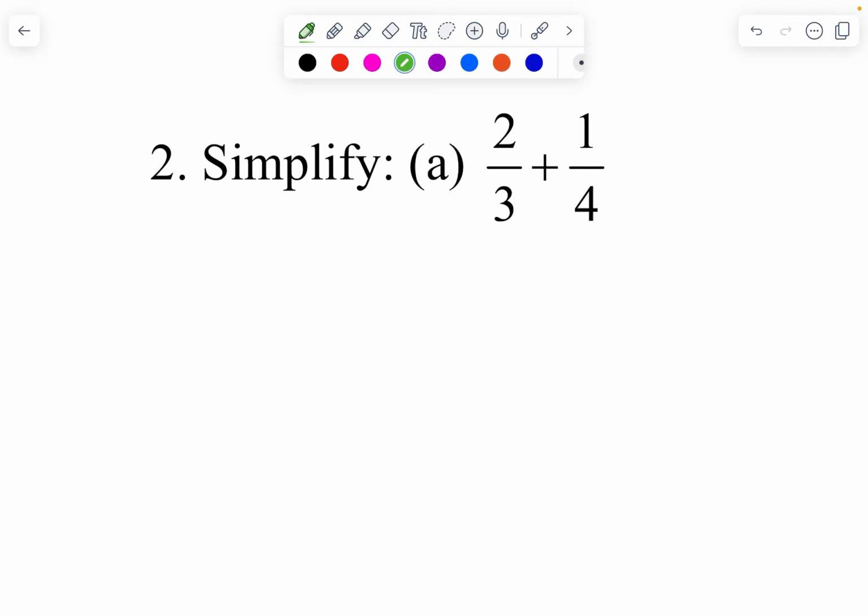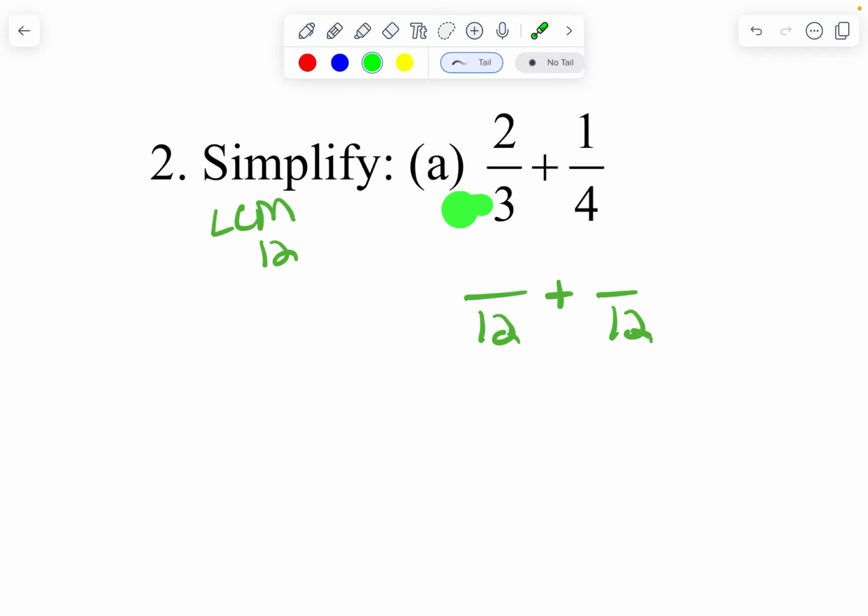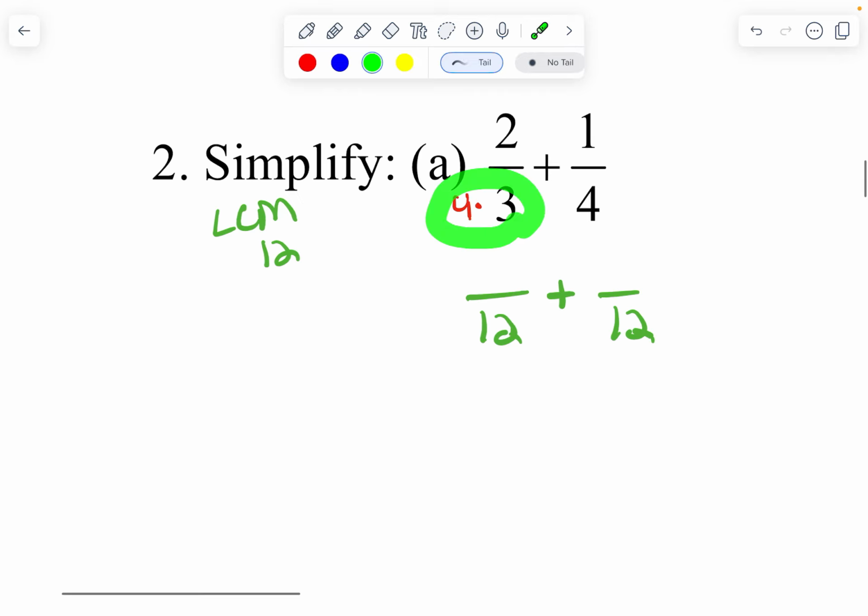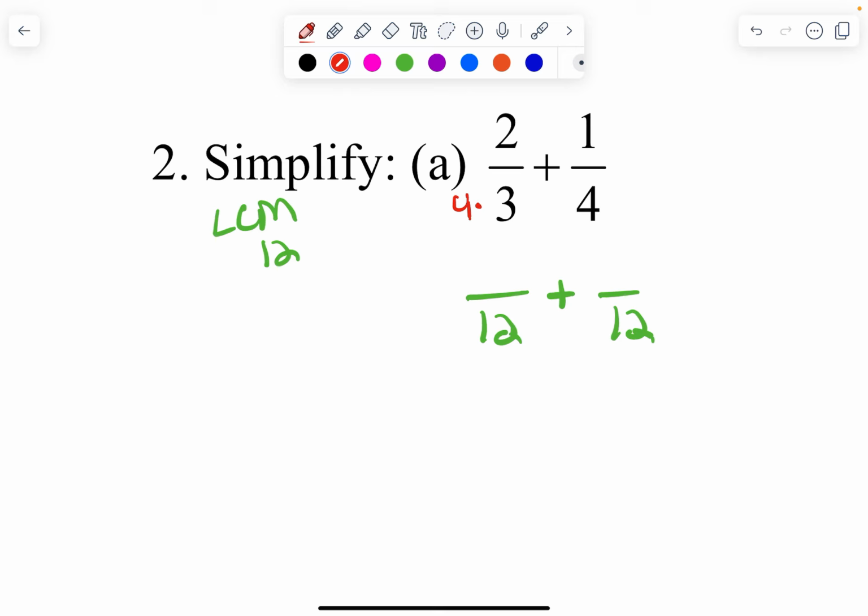I'm going to make a little note to the side here, right? LCM is 12. So I'm going to do a rewrite for both of these fractions. A little plus sign here. And the question is, how do you get from 3 to 12? Well, you need to multiply by 4. What you do to the denominator to change that common denominator, you have to do that to the numerator to keep your fraction the same value. So 2 times 4 makes 8.